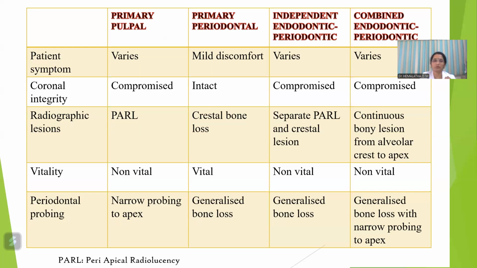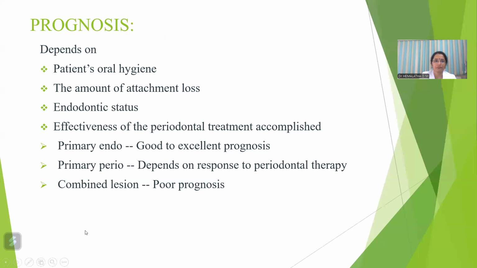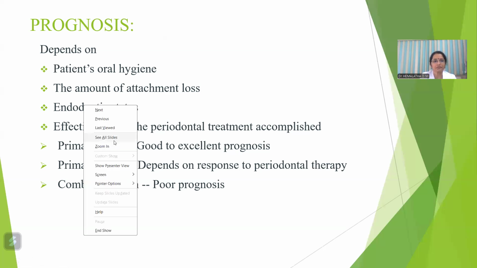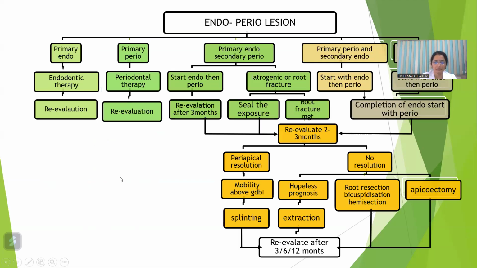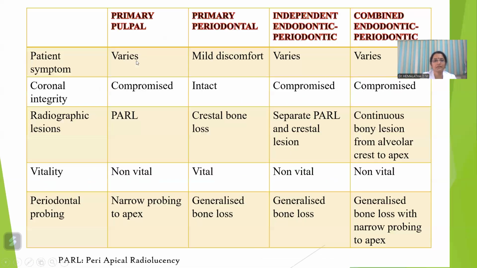The patient might even have mild to moderate or even severe discomfort. And coronal integrity is always compromised in pulpal lesions. And it is PARL. Sorry, let me go to the previous slide. Yes, PAR stands for periapical radiolucency. In primary pulpal lesions, you have periapical radiolucency, and the tooth is often non-vital. And during periodontal probing, you might have a narrow periodontal pocket.